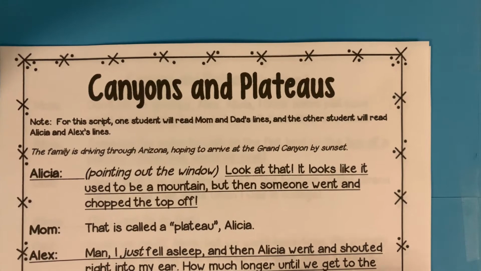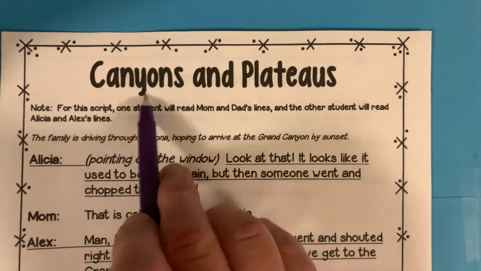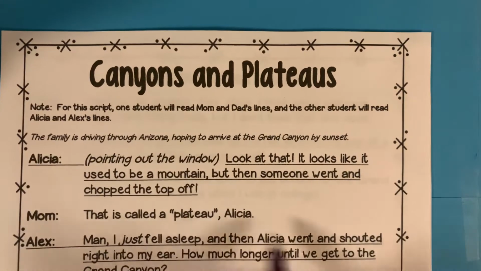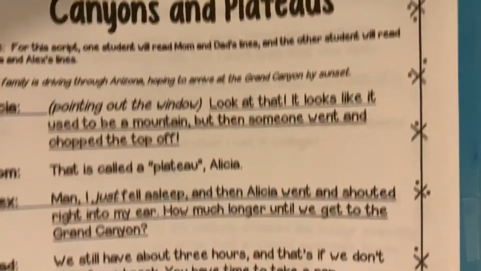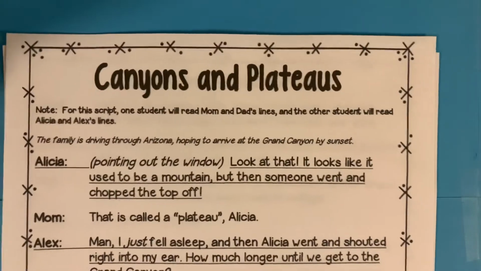All right, your partner play today is about landforms again, canyons and plateaus. And as you read this by yourself or with your partner, you will learn more about what canyons and plateaus are. Read it once or twice, even 3 times by yourself or with a partner.